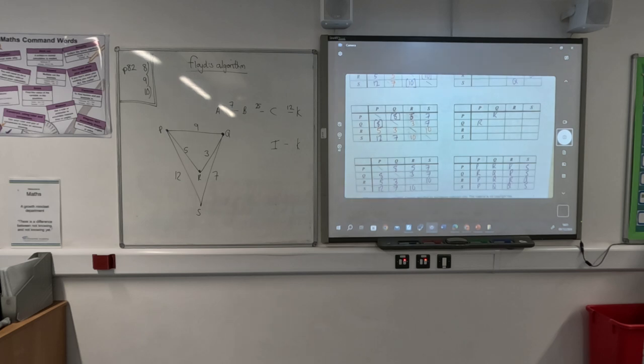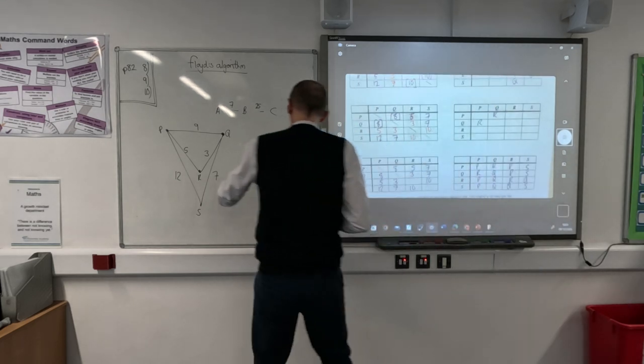And the question then goes on, obviously I'm not showing the question. The question says, show that the shortest route from R to S is via Q.